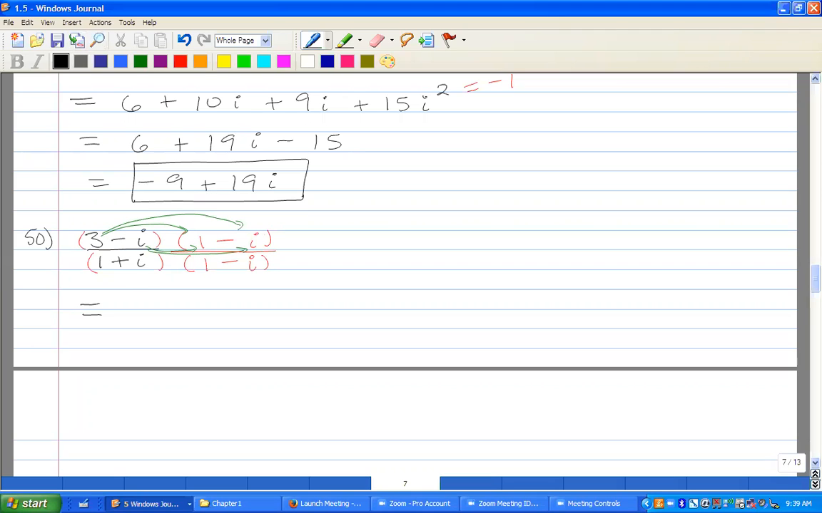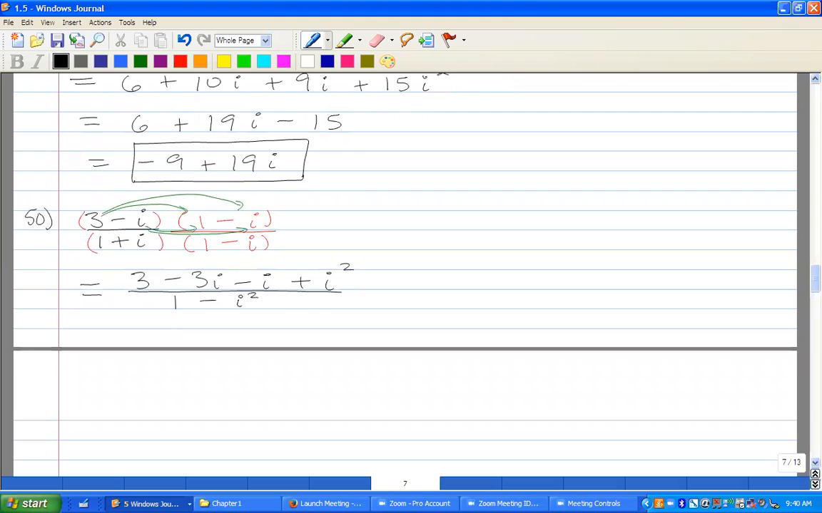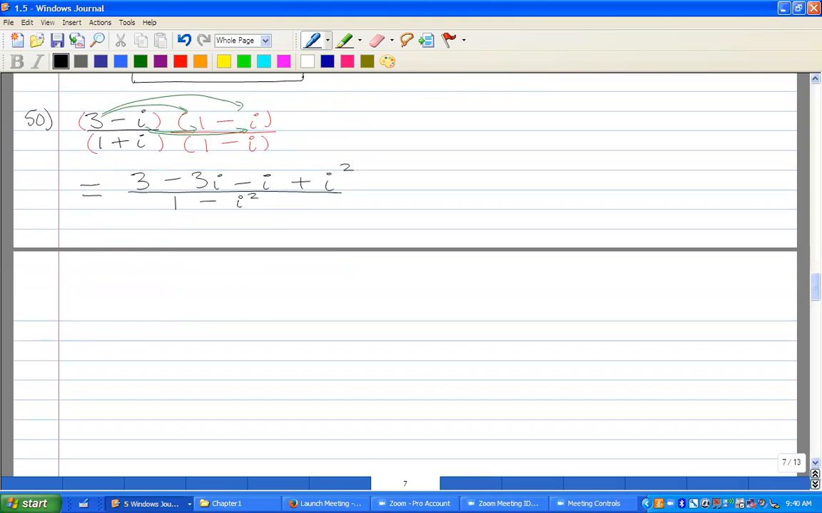So this is going to equal 3 minus 3i minus i plus, negative times negative is a positive, i squared. Now notice in the denominator, this is the product of the sum and difference of two terms. And so this is the difference of their squares. And so I can simplify this. Recall i squared is negative 1.